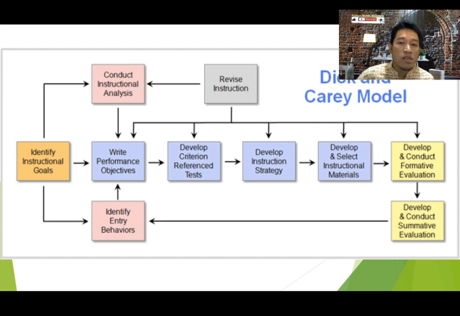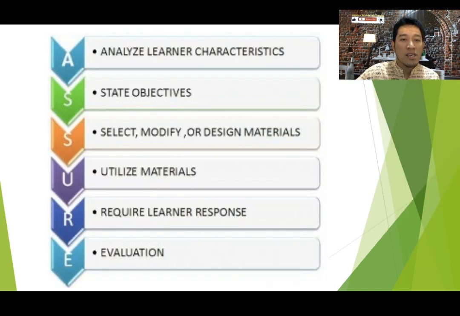Oke, Anda kan sudah belajar tentang language testing and evaluation, right? Tentu tahu bedanya summative dan formative evaluation. Oke. Ini adalah tentang model ASSURE. Kepanjangan dari A, analyze learner characteristic, S, state objective, S, again, select, modify, or design material, U, utilize materials, R, require learner's response, E, evaluation. Ini adalah model ASSURE.